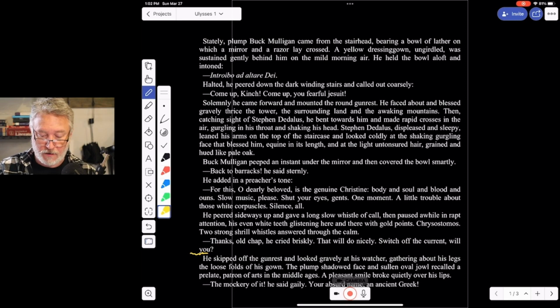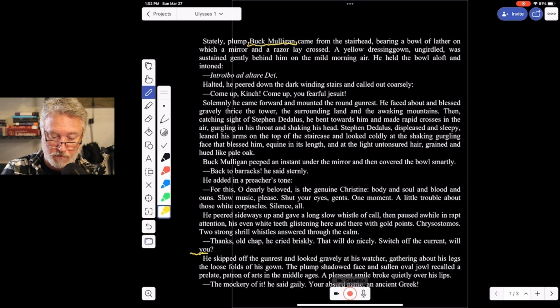literally it means go up to the altar of God, or I will go up to the altar of God. And what Buck Mulligan is doing here, this first character we get, is starting a sort of mockery of the Catholic Mass. So one, let's notice that we have our first character, Buck Mulligan.